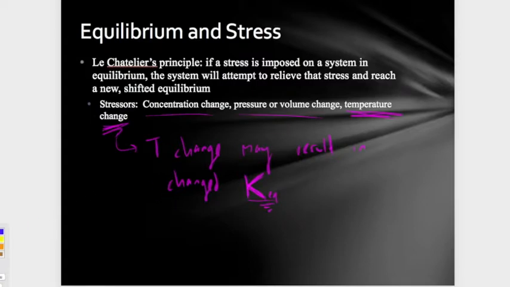So the idea is that the system will always shift to try to relieve the excess stress that we put on it. I mean, it's kind of common sense, right? It's almost like human behavior.